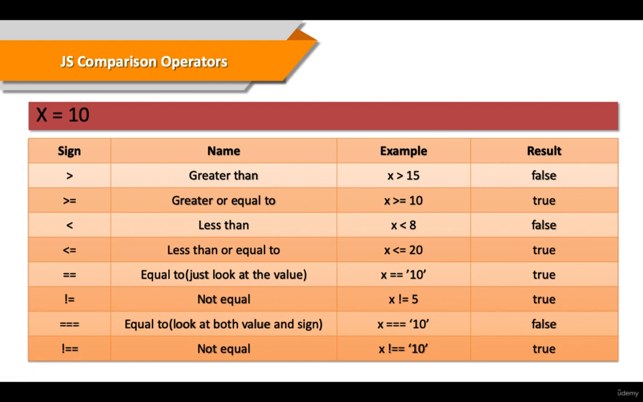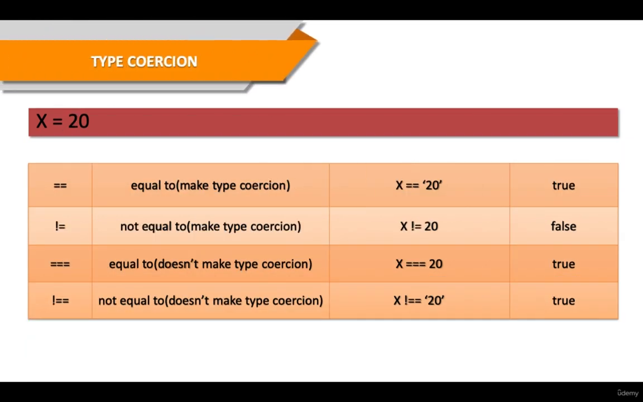So, what does it all mean? We'll start by talking about the double equals here. Notice that x double equals the string 10. So x is number 10, x double equals the string 10. That's true. But if we do x triple equals the string 10, that's false. So what's the reason for that? Well, it's on my next slide here, and it's about type coercion.